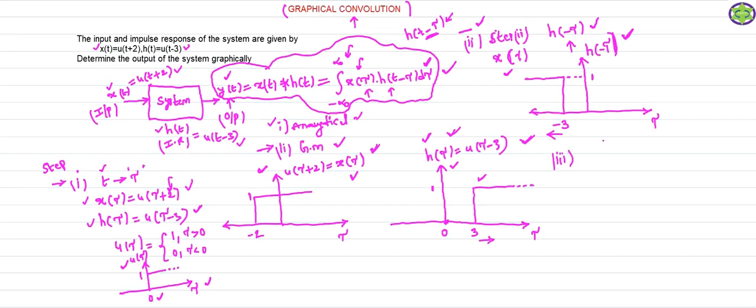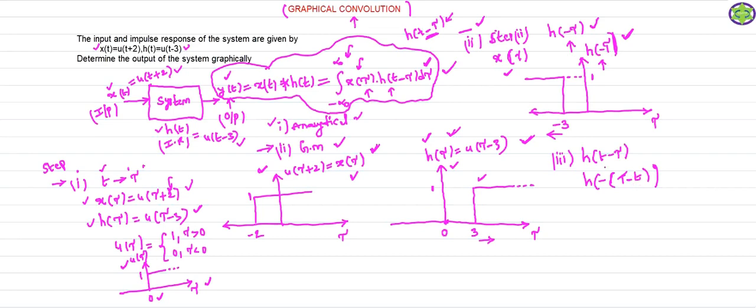Step 3 is I want to find out h of t minus tau. How can I find out h of t minus tau? You just perform the shifting operation on h of minus tau. How can you perform the shifting operation? Here h of t minus tau I can rearrange like this: I will take minus common, because h of tau minus t. So h of, taking minus common, minus of tau minus t.